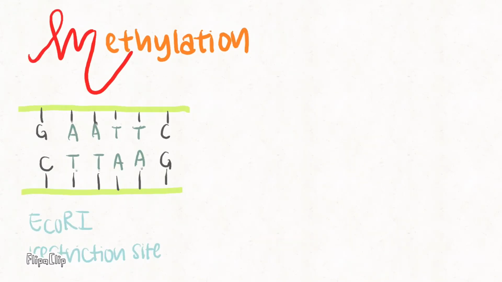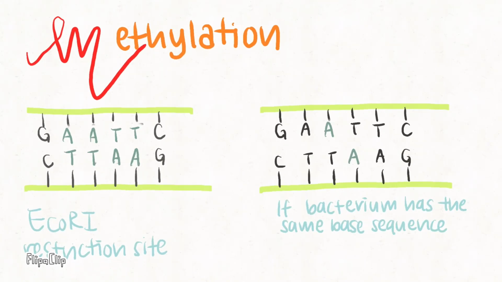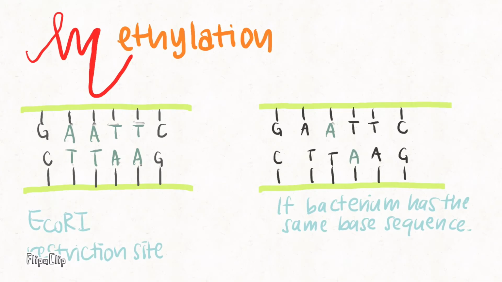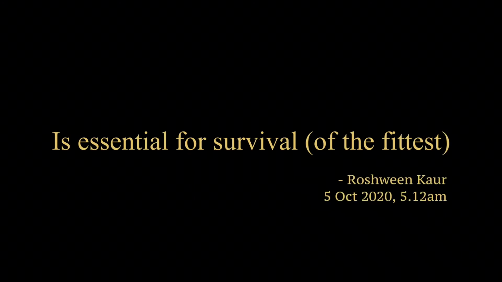Hence, the position of methylation in the DNA sequence prevents the E. coli restriction enzyme from killing itself, to which we absolutely stand, because the efficiency of not killing yourself is essential for survival.